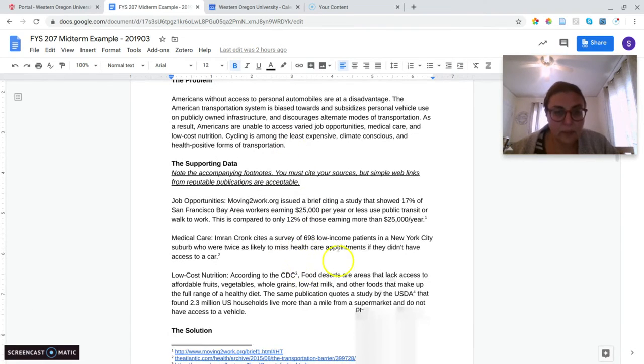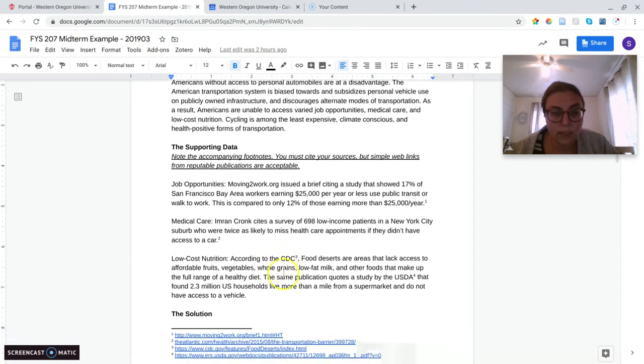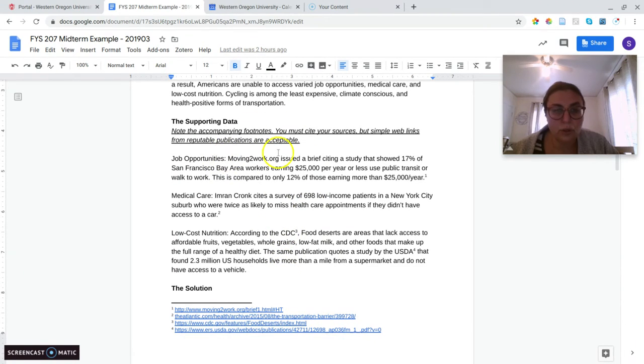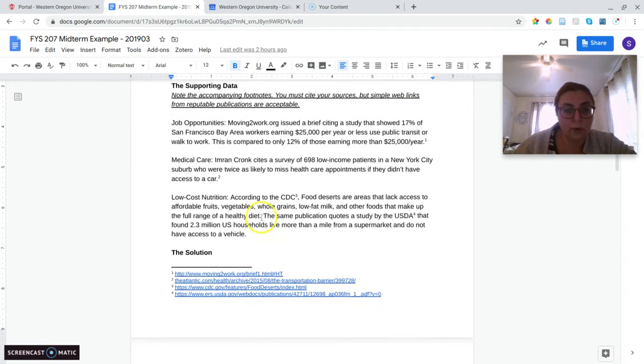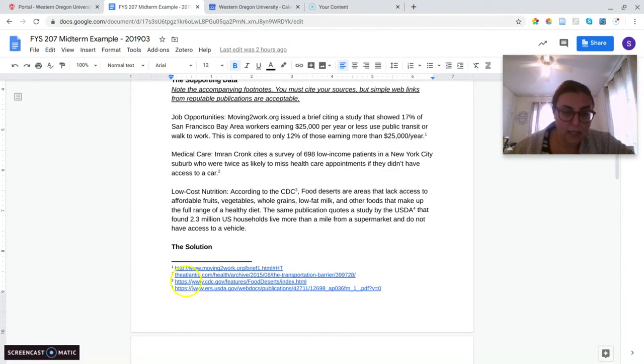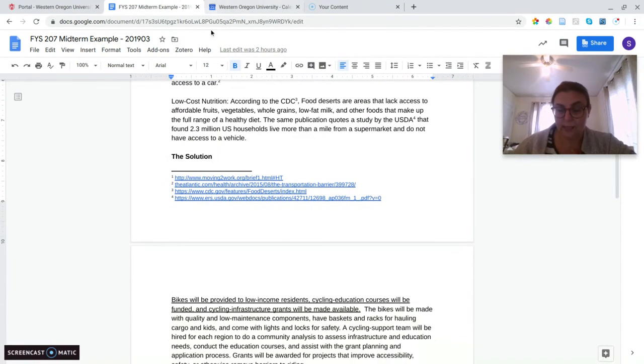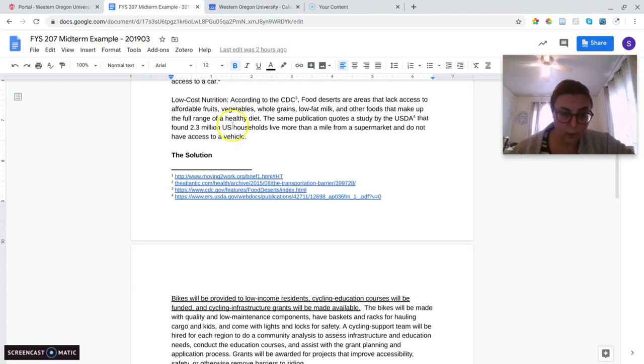So the supporting data looks at least 3 sources of information to describe the problem and to identify and support with data why this is a problem. So it talks about how it's hard to get to work without a car. Most people rely on public transportation. It can be difficult to get to medical care, and it may be hard to access food without adequate transportation. So make sure that you outline your data and that you have links and footnotes, so as the instructor, I can see that your data is credible.